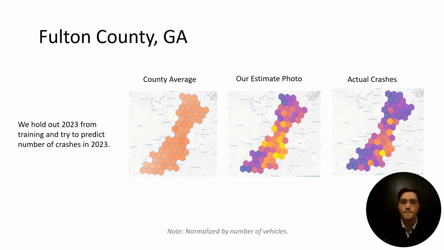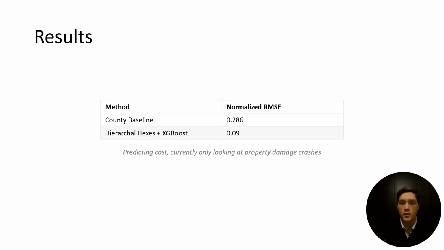Let's keep moving along here. If you look at not just Fulton County, Georgia, but the entire U.S., you see a county baseline with a normalized RMSE number of 0.286. And if you use our multi-tiered approach with the different hexagons and XGBoost for the smoothing, you have a normalized RMSE value of 0.09. So, predicting costs, currently only looking at the property damage crashes. However, we are seeing a significant lift in this new approach.